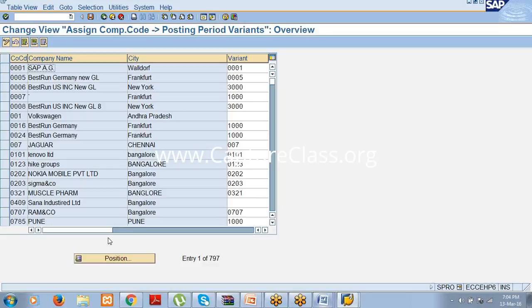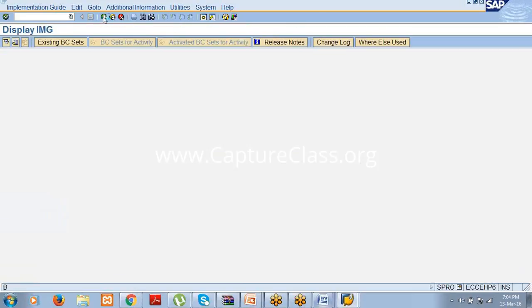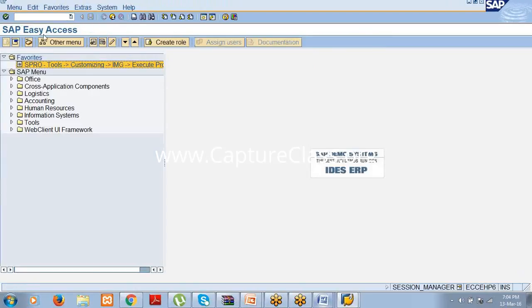No. The periods are generally opened by the end user only. But the end user does not have access to the IMG screen. Then what to do? That's why for the same screen, access was also provided from SAP Easy Access. This is called user level maintenance of posting periods.